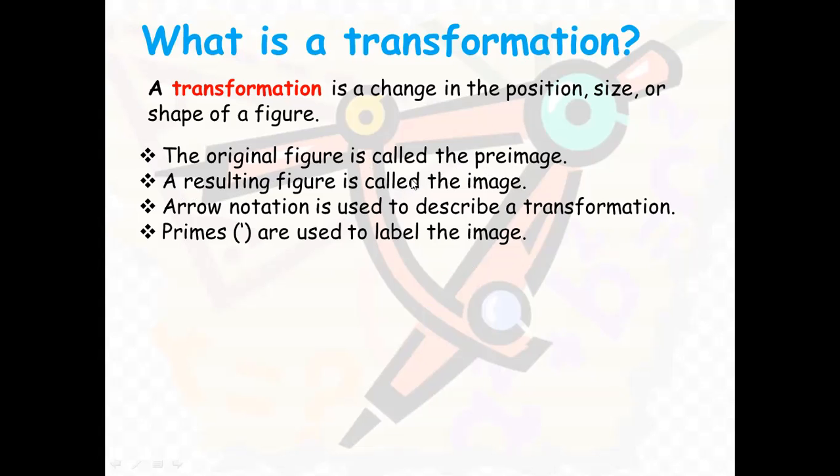The resulting figure is called the image, means the one which we are going to draw is called as the image. So the figure already given in the question is called as pre-image because that's before image, and then the new one after the transformation is called as the image. Arrow notation is used to describe a transformation. This arrow notation is nothing but an arrow which shows how the pre-image has transformed into an image. Then this symbol is called as the prime. They are used to label the image, which means after you do the transformation for the figure, when we label A, B, C, we use this sign primes. So they are used to label the image.